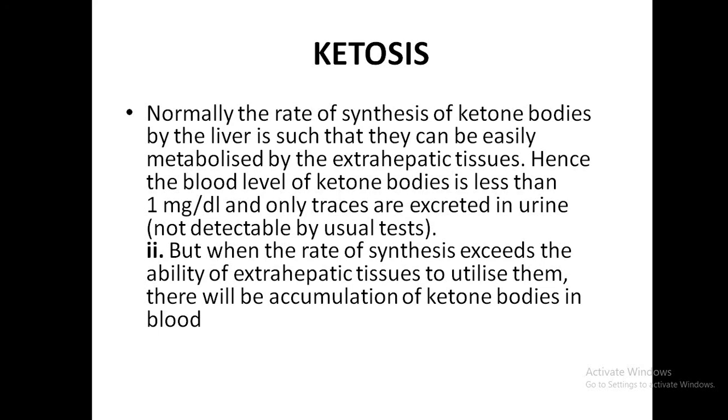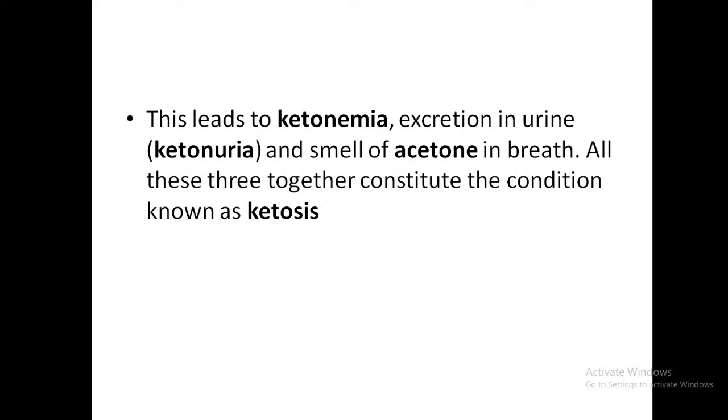Ketosis. So the rate of synthesis of ketone bodies by liver is such that they can be easily metabolized by the extrahepatic tissues. So the blood level of ketone bodies is less than 1 milligram per deciliter on any occasion, and only traces are excreted in the urine. But when the rate of synthesis exceeds the ability of the extrahepatic tissues to utilize them, there will be accumulation of the ketone bodies in blood. This leads to ketonemia, ketonuria, and smell of acetone in breath. And all these three constitute the condition called ketosis.